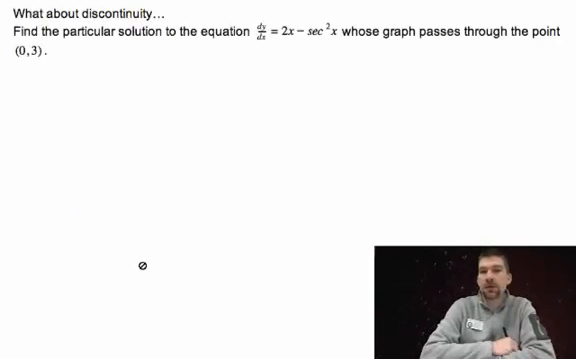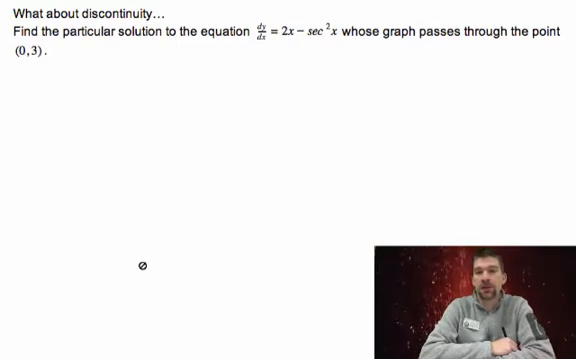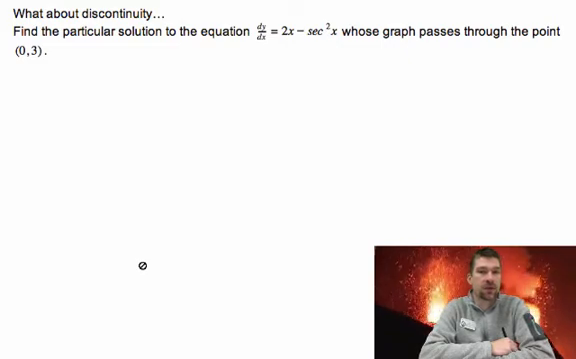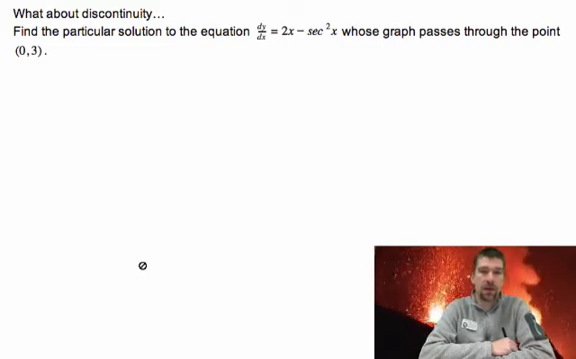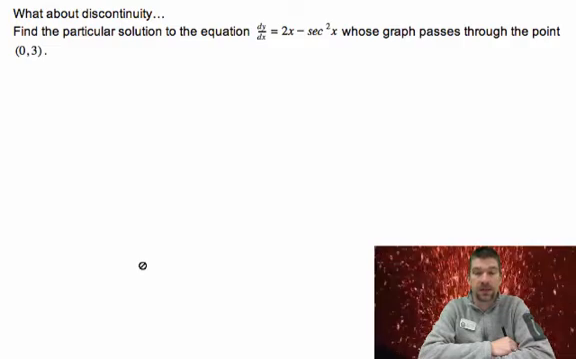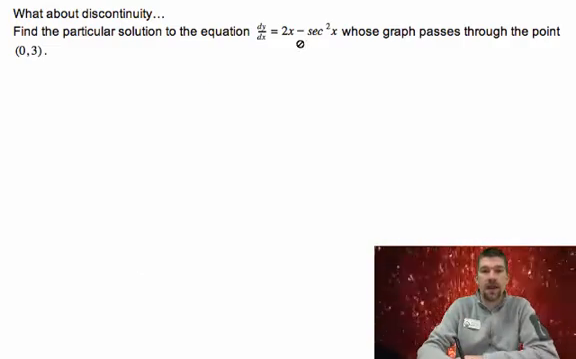All right, find the particular solution to the equation dy/dx equals 2x minus secant squared x, whose graph passes through the point (0, 3). You'll notice that on this particular one, secant squared is going to have several discontinuities where you've got vertical asymptotes. Don't panic. As long as we are looking at a point that is actually on the graph, we should be able to work this out. We would just look at that particular place on the graph, that particular interval where things happen correctly.